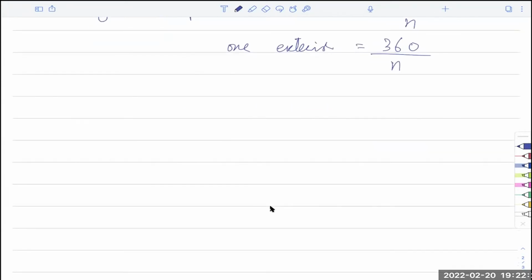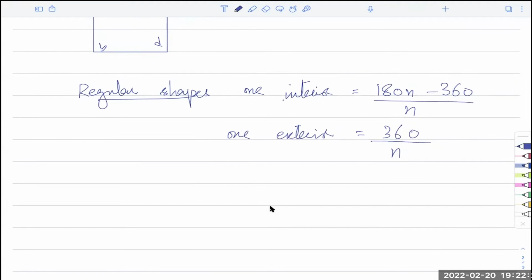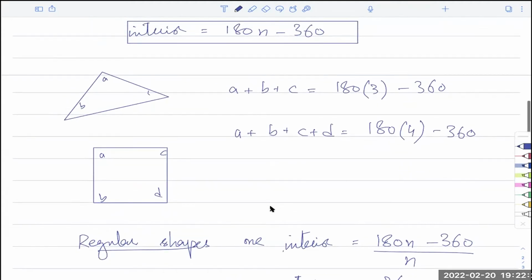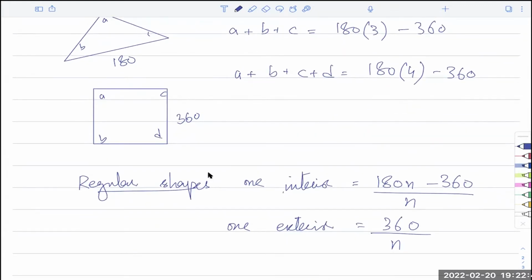All right. Now, just by applying these, we can figure out that for triangles, the sum is always equal to 180, because 180 times 3 is 540, and 540 minus 360 is equal to 180. Similarly, for a quadrilateral, the shape with 4 sides, it will always be equal to 360. That's easier to remember: 180 for 3 sides and 360 for 4 sides.